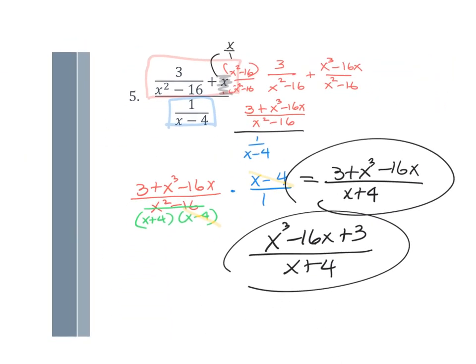Okay. And that's it. You can't simplify anything else there. X cubed minus 16x plus 3 can't be factored, so we can't get anything to cancel with the x plus 4.